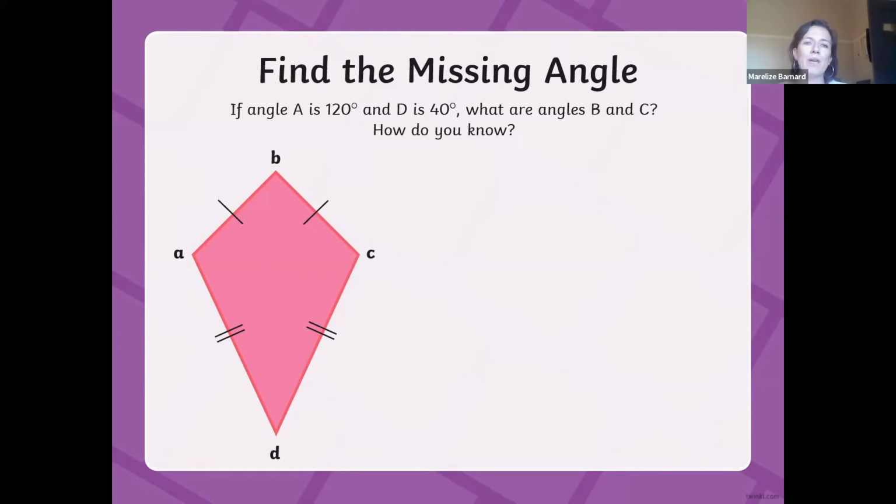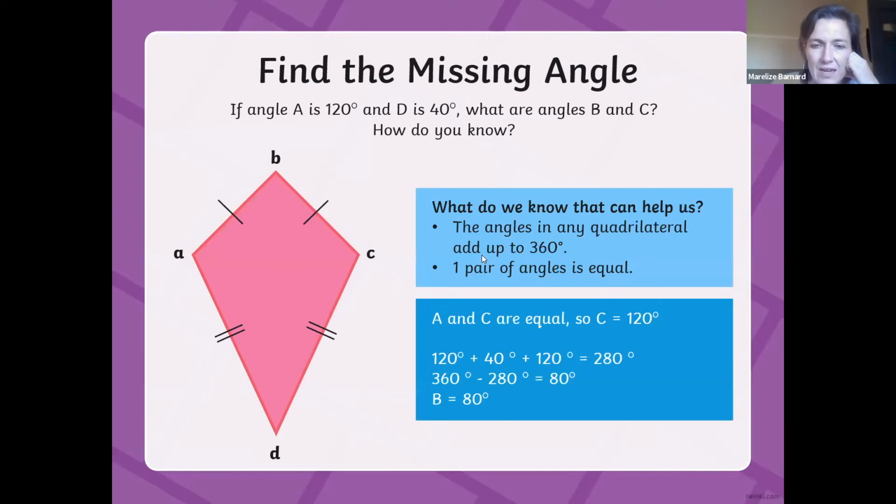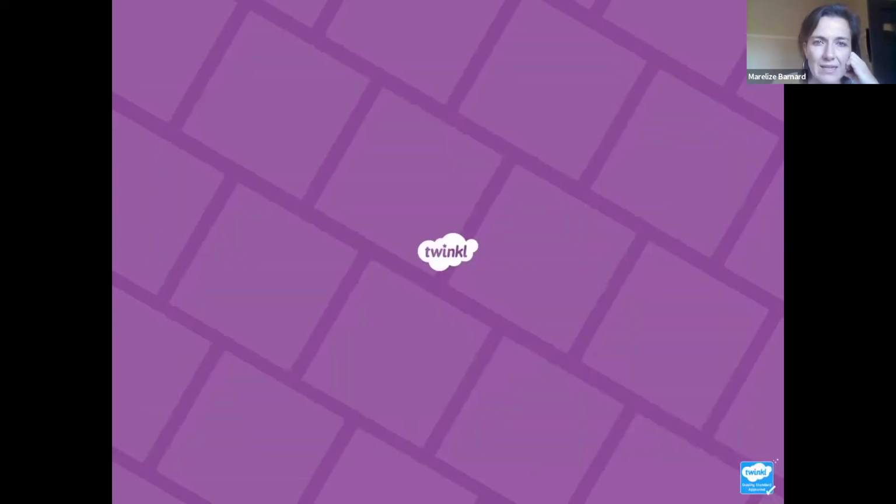Careful, only one pair of opposite sides of a kite are equal. What do we get? 80. That's right. We get 80 because we just use the interior angles, which must add up to 360. Let's see if that all is right. And I definitely think it is. There we go. C is 120 and B is 80.